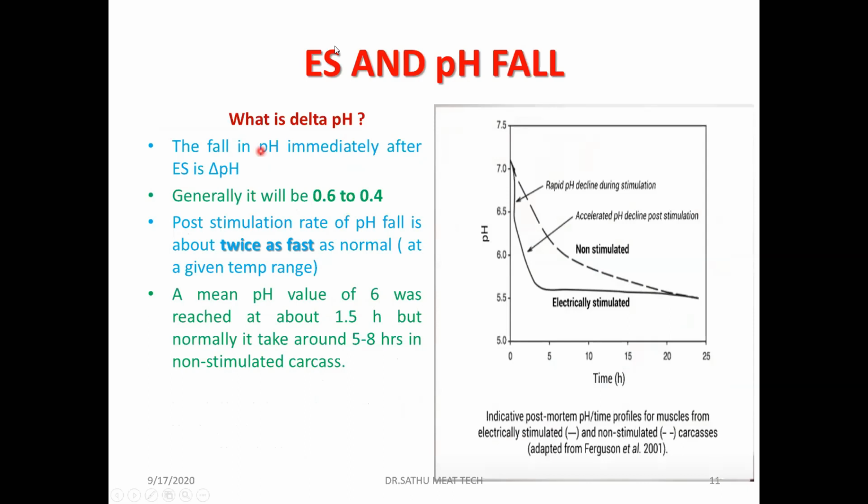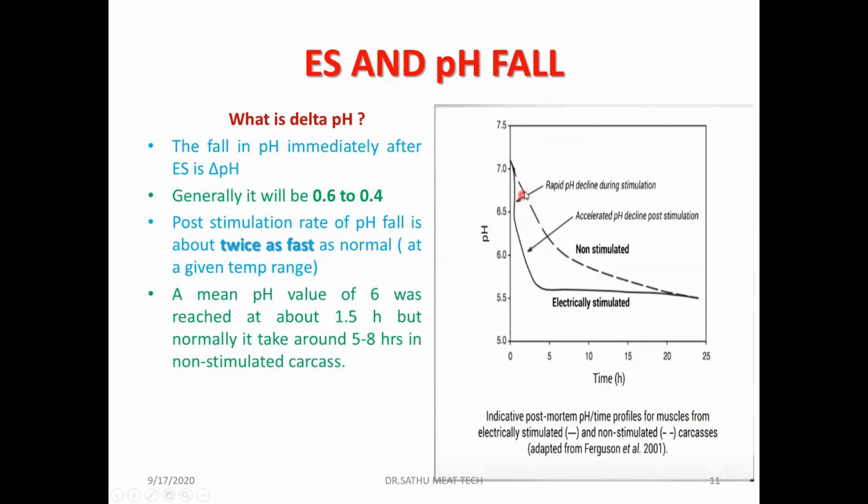So what is delta pH? The fall in the pH immediately after the electrical stimulation is called delta pH. There is a sudden drop in the pH because of the vigorous contraction and relaxation. The muscle glycogen is utilized and lactic acid is formed, so the pH decreases. Normally the delta pH ranges from 0.6 to 0.4. Then after that, the post-stimulation rate of pH fall is about twice as fast as the non-stimulated one at a given temperature.